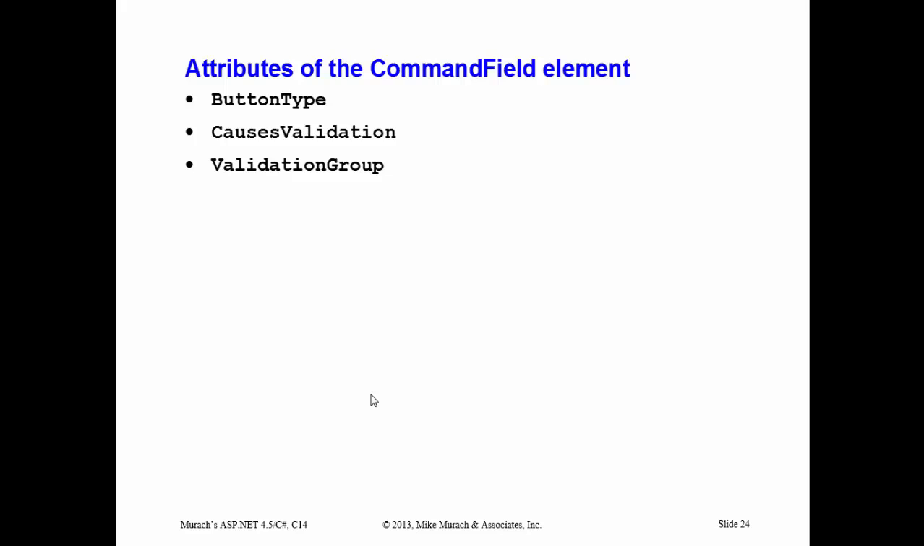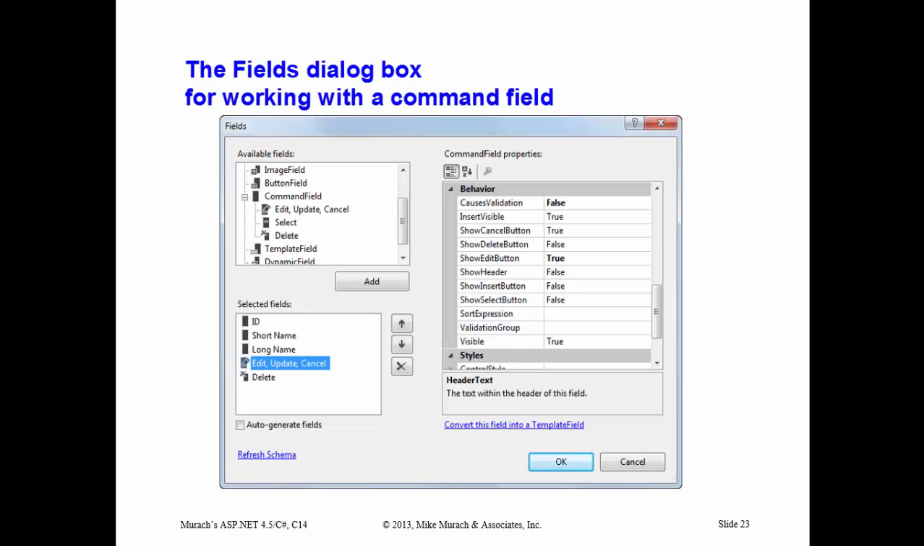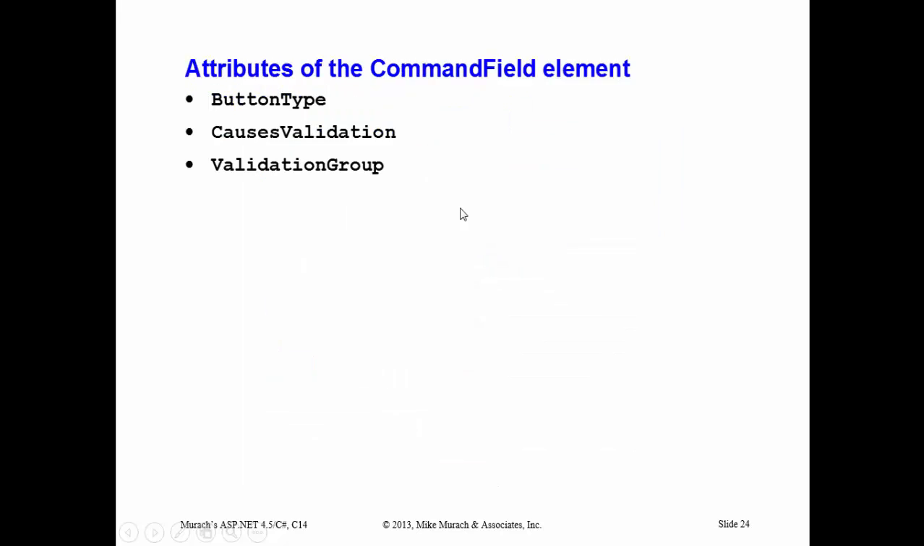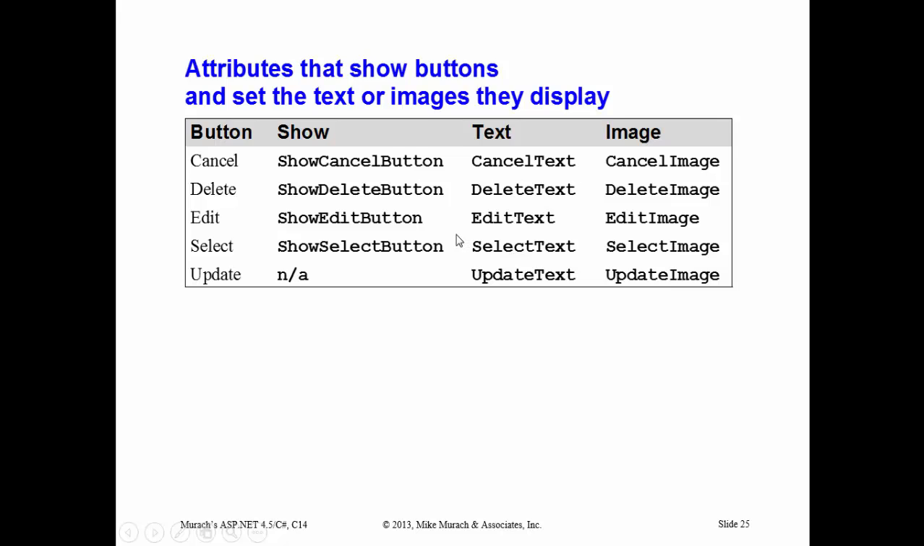The command field. So this is properties of this. We just chose the edit, update, cancel command field. And these are some of the attributes that are available. So what the button will look like, whether or not this field causes validation to occur, if it belongs to a validation group. So these are some of the attributes that show buttons and set the text or images they display. So you can have a cancel button, a delete button, an edit button, what text, or whether I want an image to be displayed.